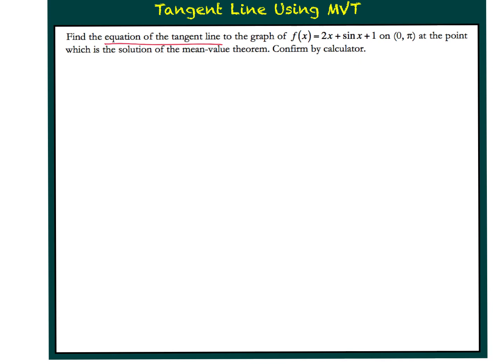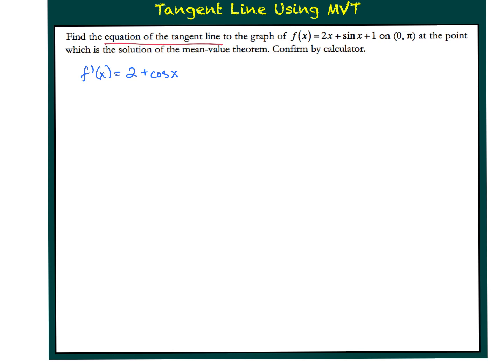So, what's the mean value theorem? Algebra slope is equal to calculus slope. All right? So, let's take a derivative. Let's do the calculus slope. So what is f prime? What's the derivative of 2x? 2. What's the derivative of sine? Cosine. What's the derivative of 1? 0. So I got 2 plus cosine. That's my derivative. That's my calculus slope.